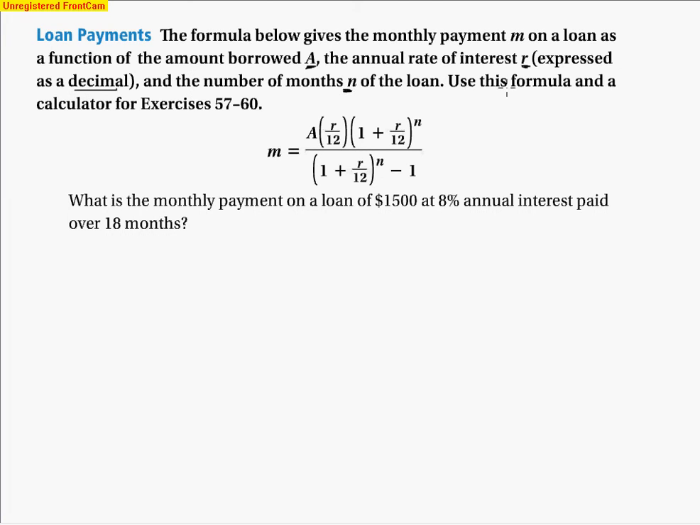Use the formula and the calculator, because you're not going to want to do without, to go ahead and do the work. So what is the monthly payment on a loan of, okay, so this is your A value right here. This is our R value, but we've got to change it to a decimal, so 0.08. And then it says over 18 months. It's annual interest, and that's what it is, annual interest rate. So it can't be like compounded quarterly or monthly or anything. It doesn't say it is.